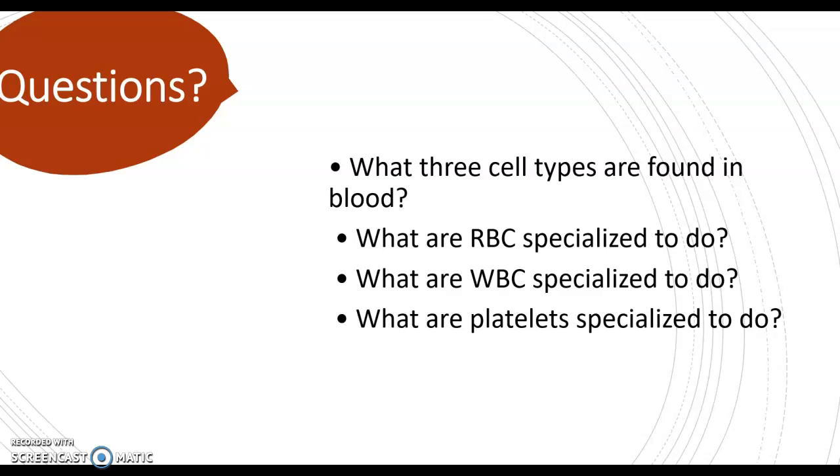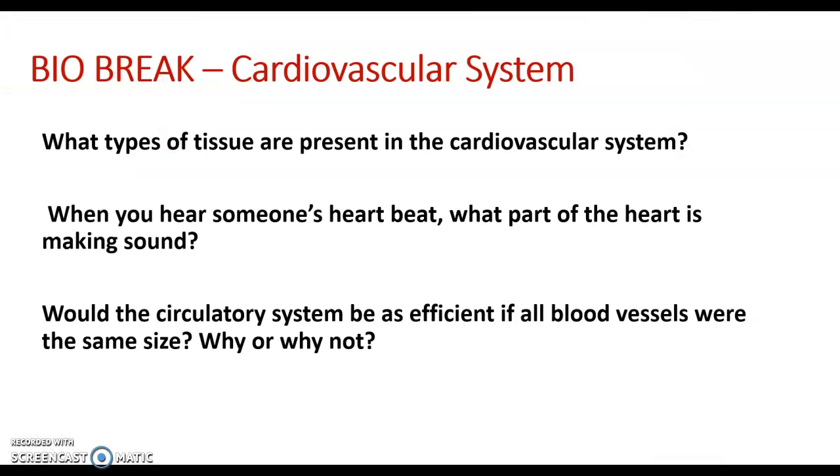So hopefully after this section you could name the 3 cell types that are found in blood and what each of their specialized functions are. And to help you review the cardiovascular system as a whole, both chapters 5 and 6, here are a couple of thought questions that you might consider as you're studying for our next test.